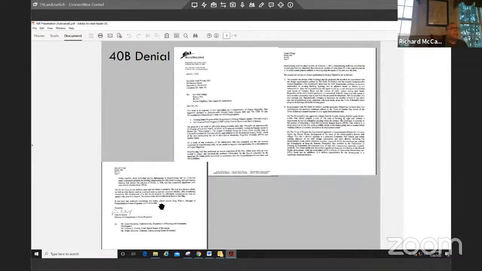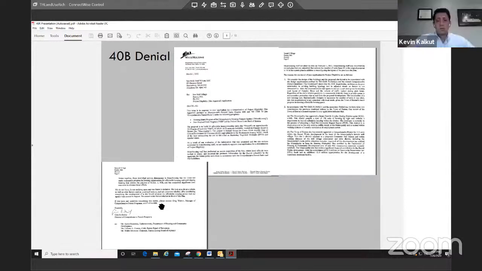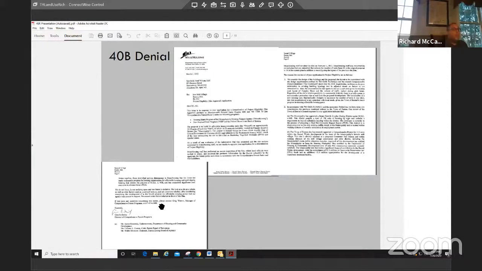I'm going to go to the next slide. This slide and the next slide are letters. This one is from Mass Housing. So just as the process works, if somebody is interested in filing a 40B in your community, they apply to Mass Housing for a project eligibility letter. Mass Housing then contacts the town and makes them aware of the potential project being considered in your town.